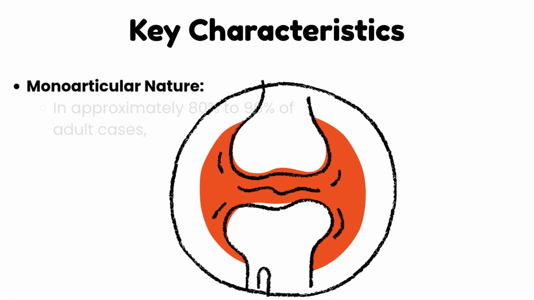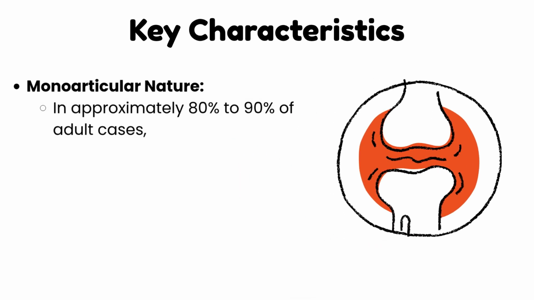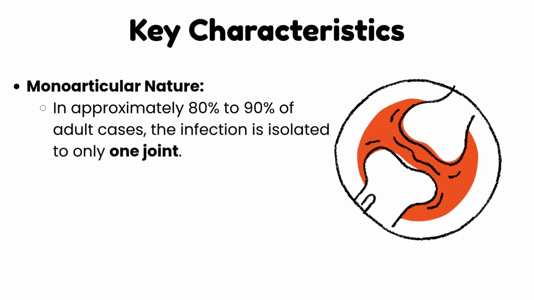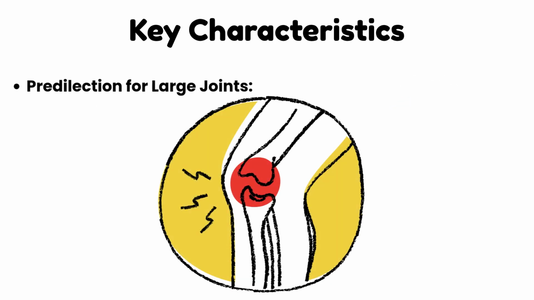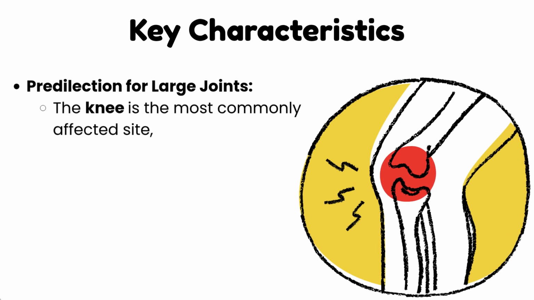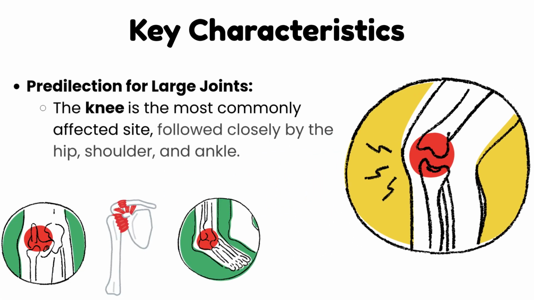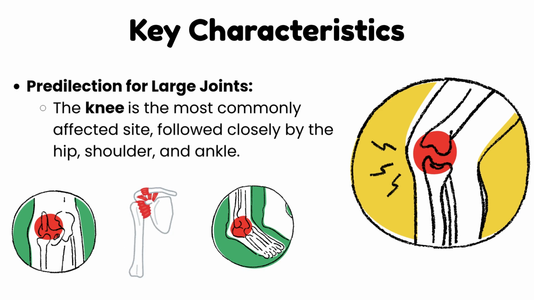Monoarticular nature. In approximately 80% to 90% of adult cases, the infection is isolated to only one joint. Predilection for large joints. The knee is the most commonly affected site, followed closely by the hip, shoulder, and ankle.